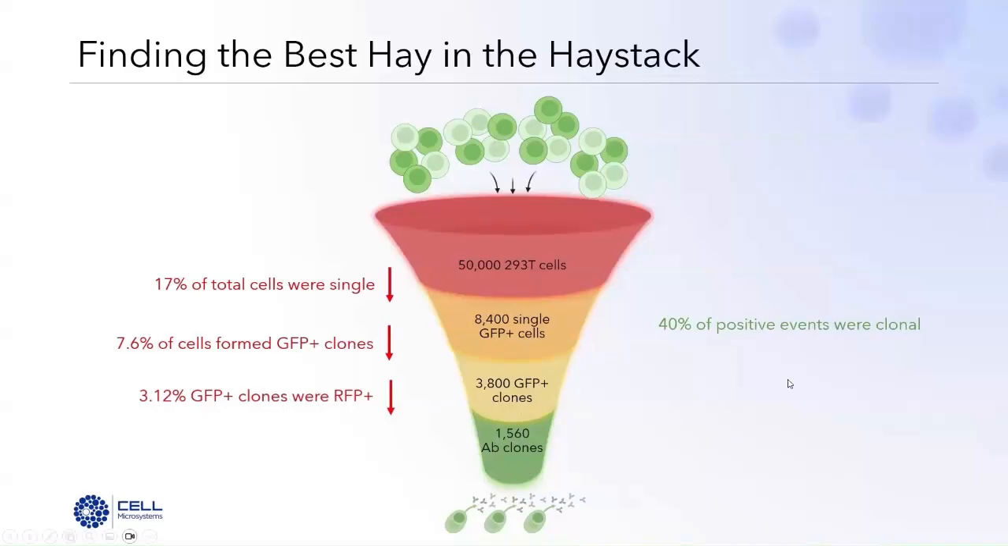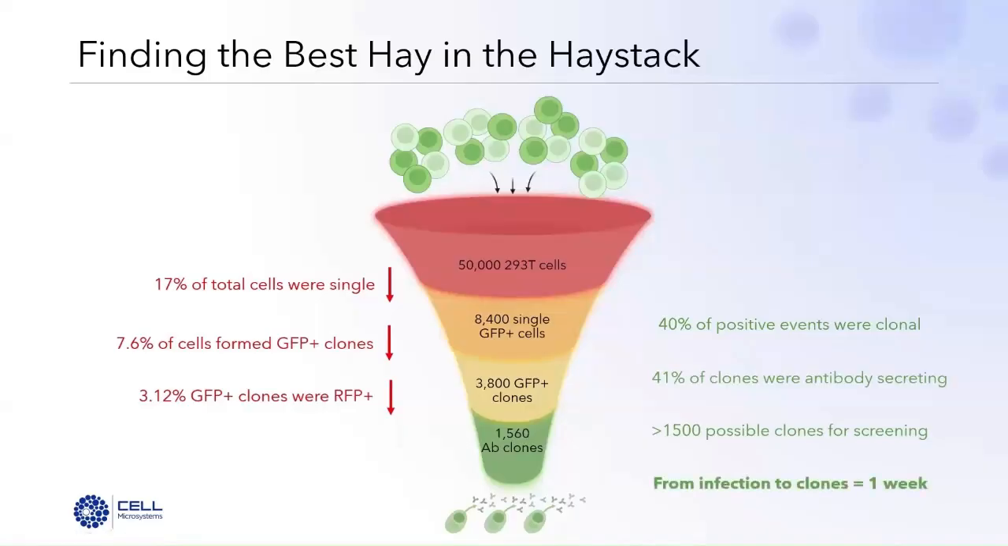What that means is in this consumable, 40% of the events that we observed sitting down as single cells were in fact clonal. That high degree of single cell to colony formation, again, is due to the productive environment where that shared media is supporting all of the cells. 41% of the clones were antibody secreting, and there were over 1,500 possible clones that you could use to interrogate to find the best hay in your haystack to use in your downstream production pipeline. And really what this turned into in the lab was from the infection of these cells all the way to clones was accomplished in a little over a week.